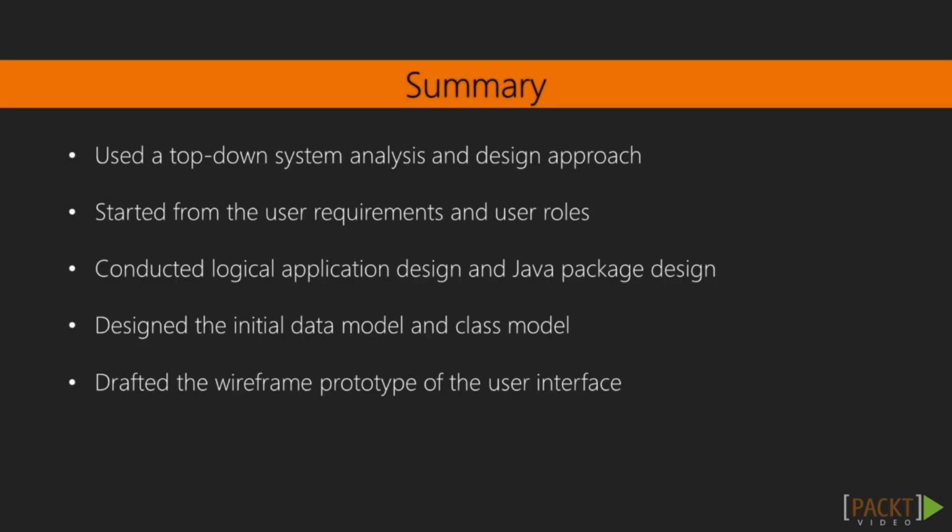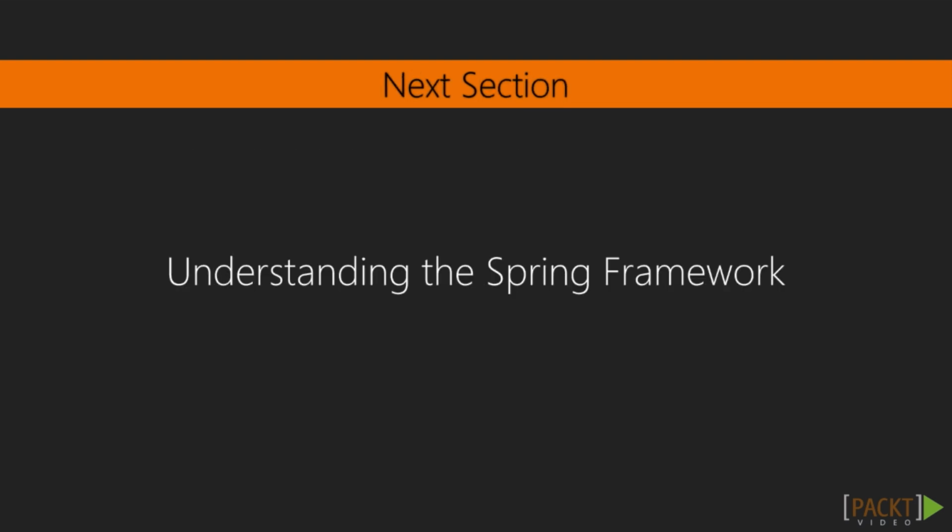To summarize what we've covered in Section 3, we used a top-down approach to analyze and design the application architecture. We began from the user requirements and the user roles, and then proceeded to the logical application design and Java package design by applying design patterns. We then designed the initial data model for the Cassandra database and the Java classes. Finally, we produced wireframe prototypes by using the open-source tool to illustrate the user interface. We'll dig into the Spring Framework in the next section, Understanding Spring Framework.